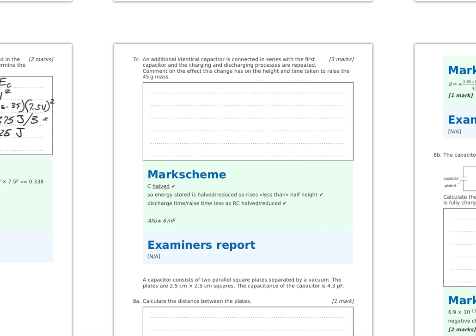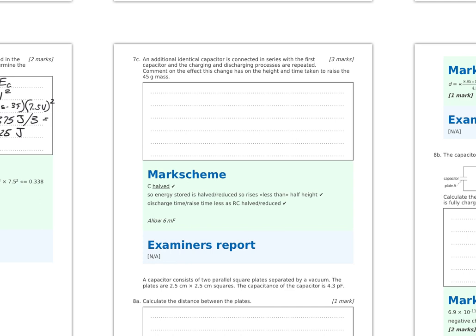But then the time, even though it only goes up halfway, it's going to take less time to raise that mass. It's going to happen faster because that time constant has decreased. The time to discharge 1/e of the capacitor is reduced because the capacitance is reduced, so the time constant is reduced. So if the time is reduced, then it's going to actually go faster, be raised quicker. And that's it on number 7.